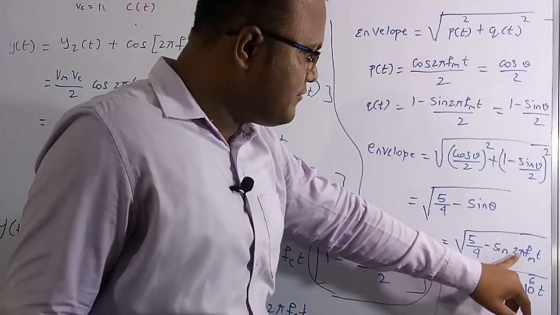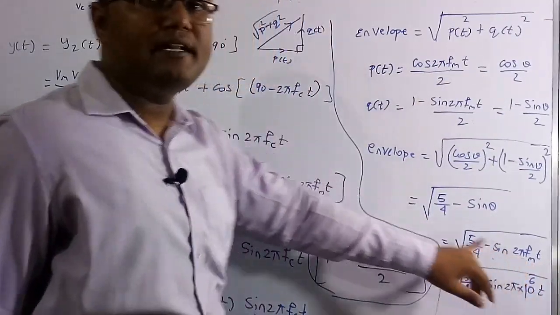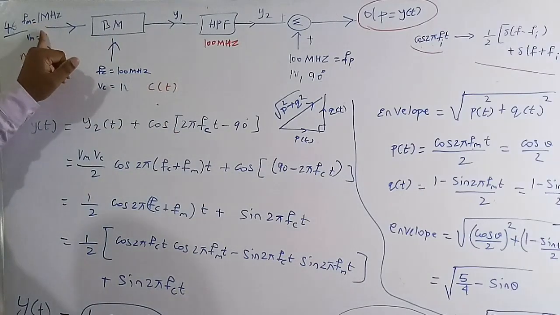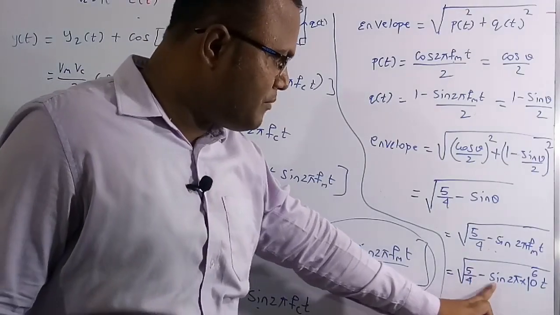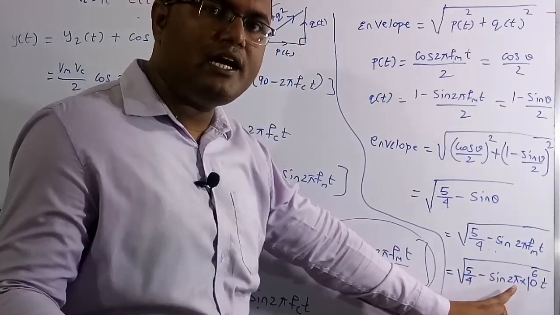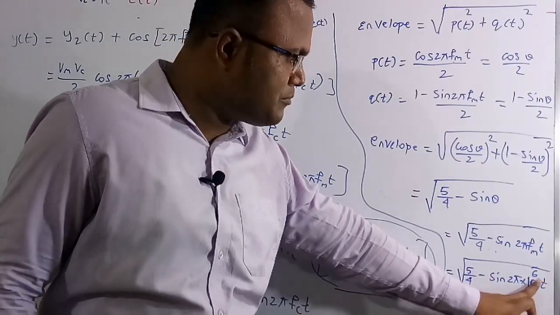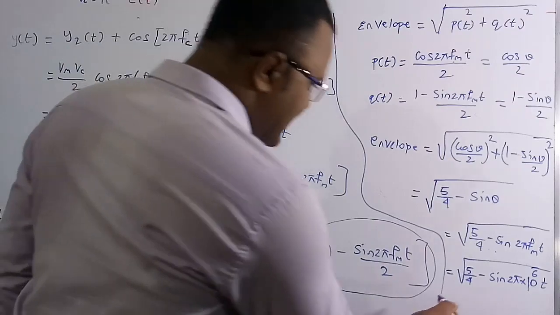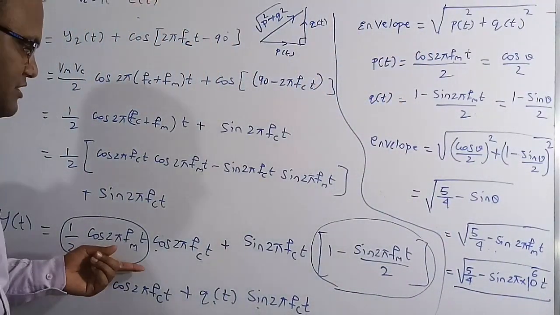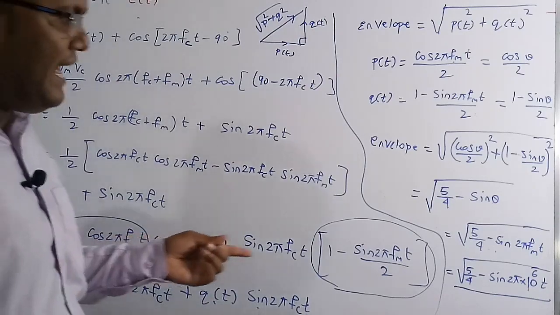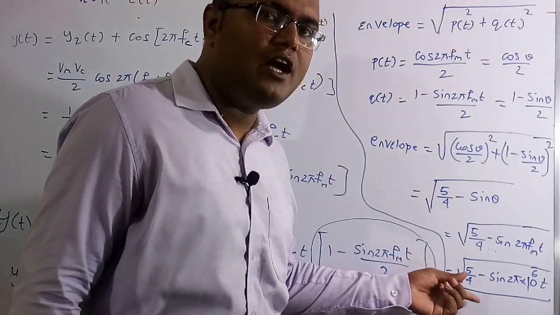So sin of 2 pi fmt, and fm is 1 megahertz, which we can simply write as 10 to the power of 6 hertz. So the envelope is under root over 5 by 4 minus sin 2 pi into 10 to the power of 6 into t. So this is the envelope of y of t. This is the actual output equation and this is the envelope of the output.